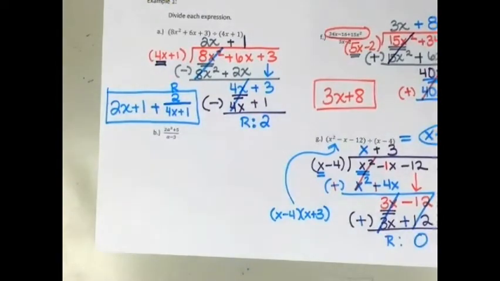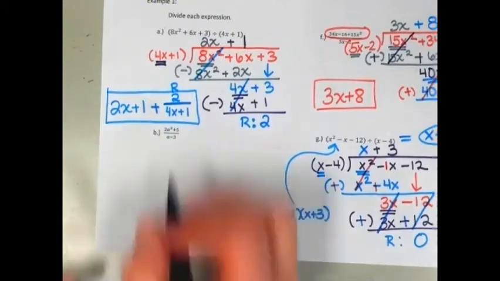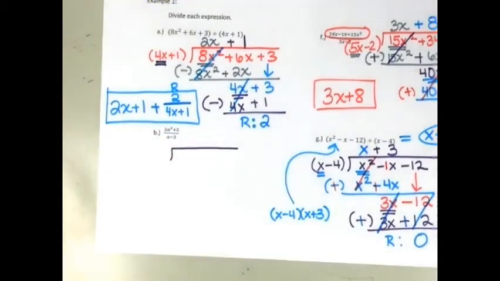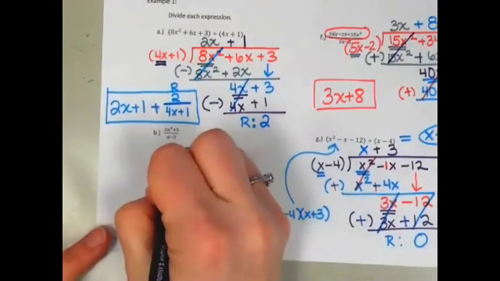What is my dividend? 2a to the third plus 5. Now, what did I say? We want to make sure my dividend always decreases in standard form, right? My exponents. So we have a 2a cubed.